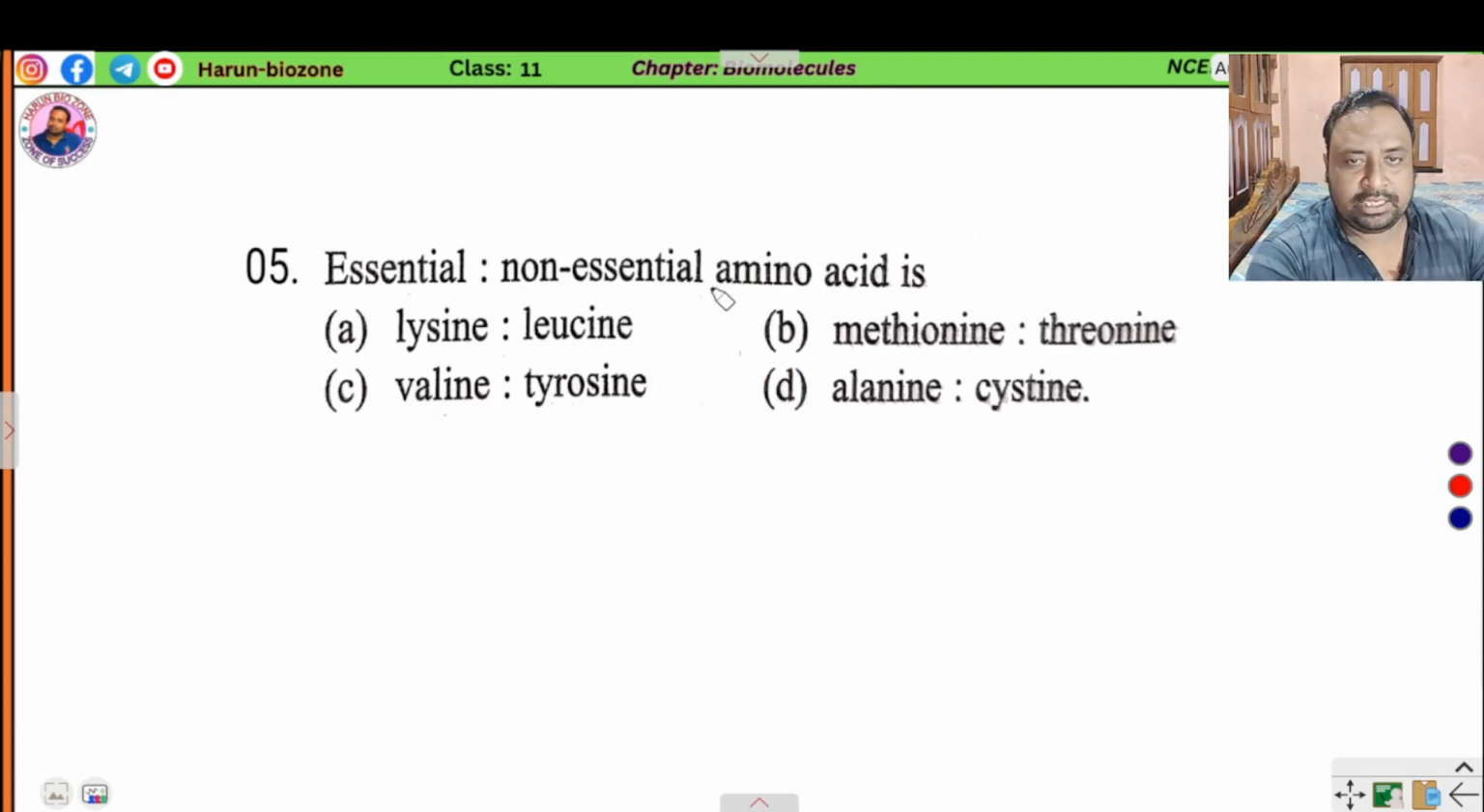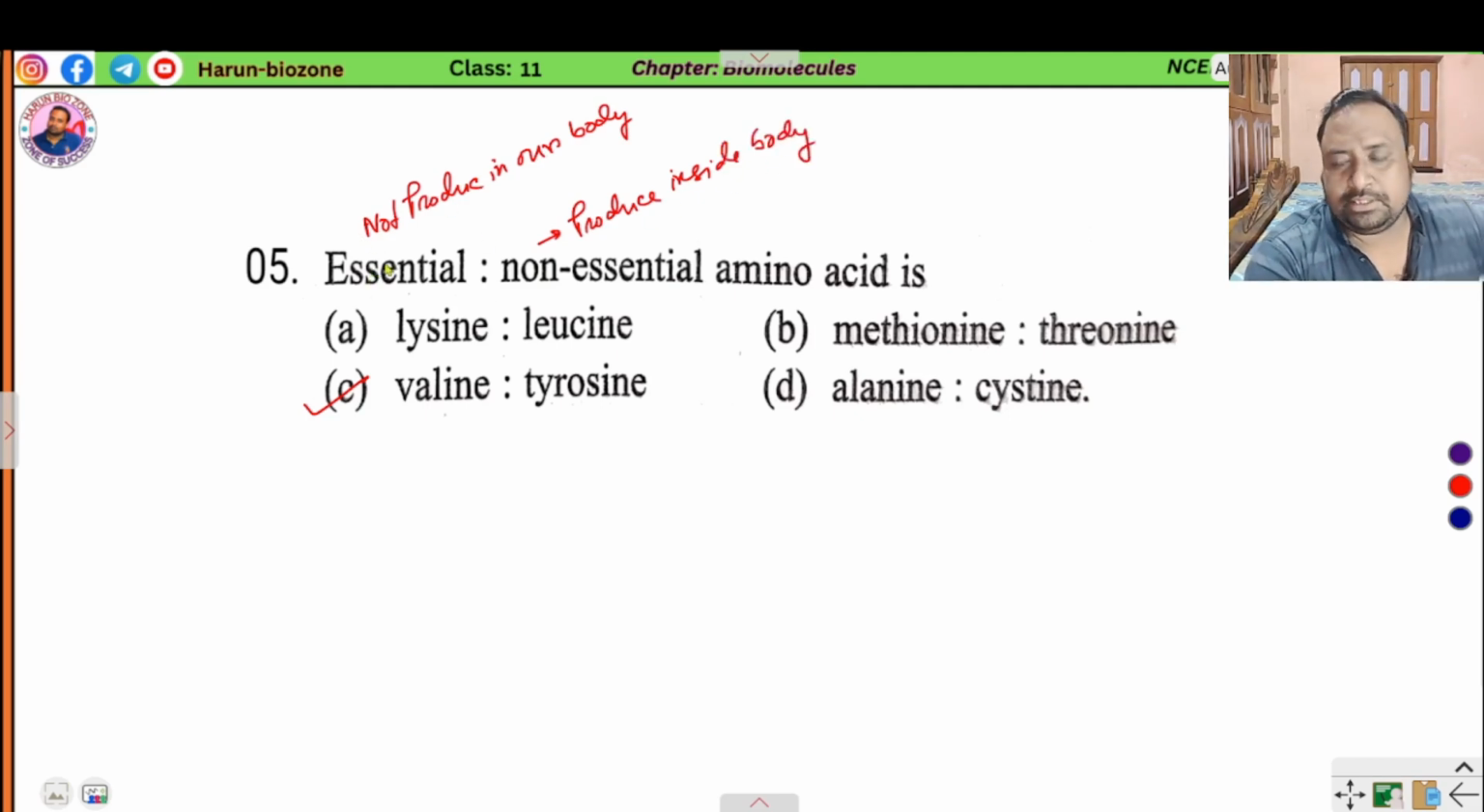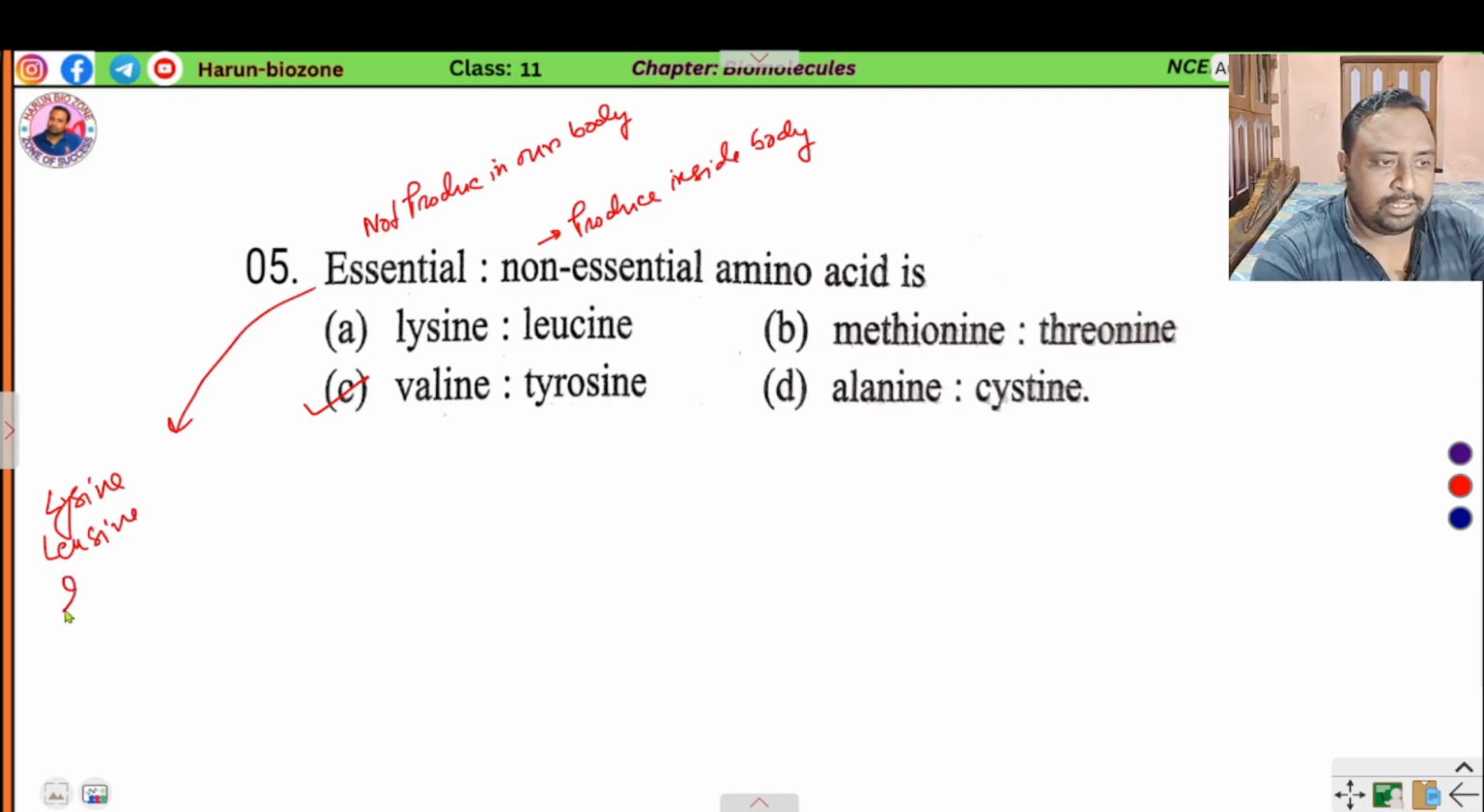Essential versus non-essential amino acid. Here the correct option is valine and tyrosine. What is an essential amino acid? An essential amino acid is not produced in our body. A non-essential amino acid is produced inside the body. Essential amino acids are obtained from outside the body. Some essential amino acids: lysine, leucine and isoleucine.